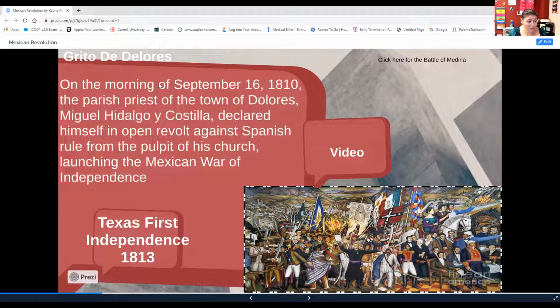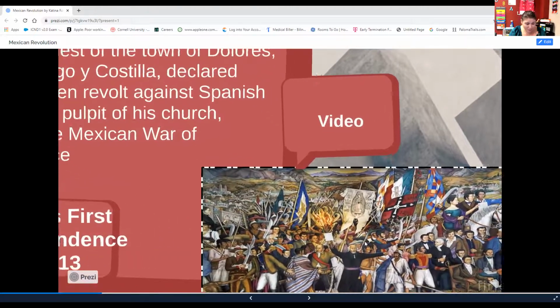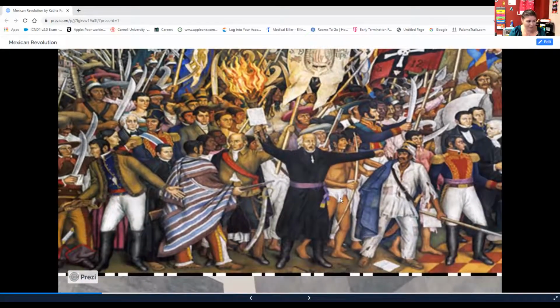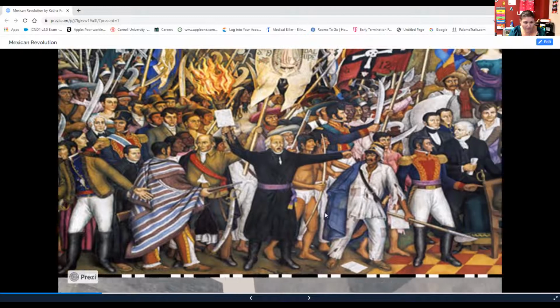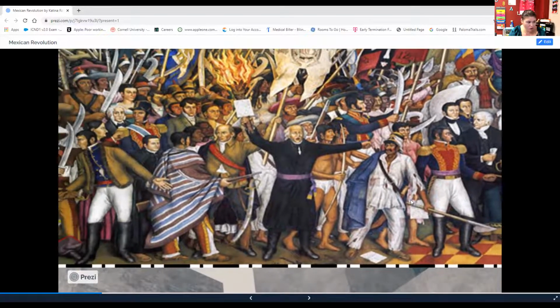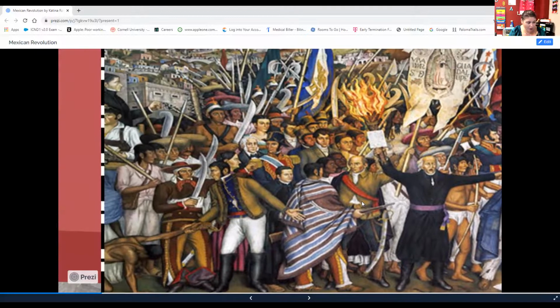So on the morning of September 16th, 1810, the parish priest of the town of Dolores, Miguel Hidalgo y Costilla, declared himself in open revolt against the Spanish rule from the church, launching the Mexican War of Independence. So again, he starts it, and I want you to take a look at this picture right here. This is him, but take a look who's involved. We see different types of people. Take a look at their clothes. So it wasn't just the mestizos that were coming in, and you can kind of tell who would be a mestizo, who would be a native.